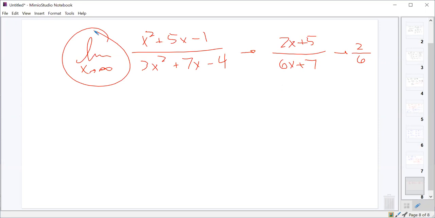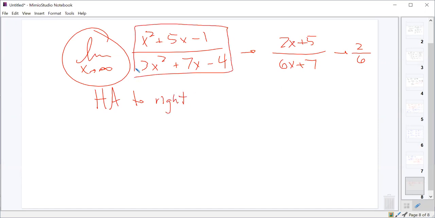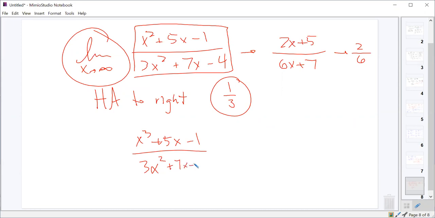Right? And that's fine. But if this is in the multiple choice, you can recognize that talking about a limit as x approaches infinity is talking about a horizontal asymptote to the right. And you want to be able to know the rules for horizontal asymptotes of rational functions, right? This is just a rational function. So if the degree of the numerator and the degree of the denominator are the same, just divide the leading coefficients.